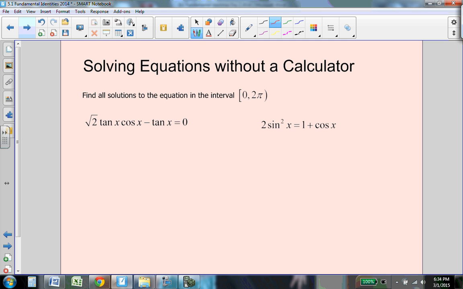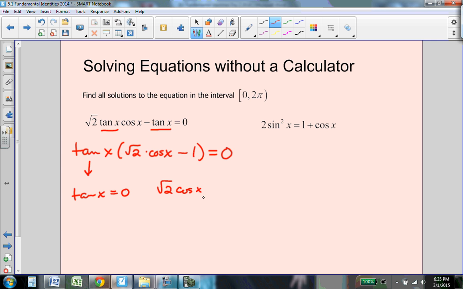Okay, a couple more without the calculator. This one has, I see, a tangent in both spots. And since that's the case, we may be able to factor, so let's go with that strategy. So the tangent of x times the square root of 2 times the cosine of x, and we need a minus 1 to hold the place for the minus tangent. And now it's factored. So we can set each factor equal to 0, just like we did with quadratics. Therefore, we have the tangent of x equaling 0, and also the square root of 2 times the cosine of x minus 1 equals 0.